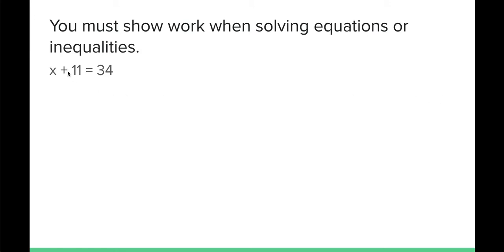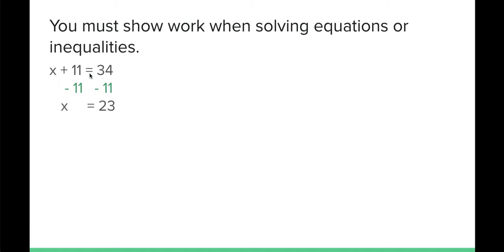Right now we have x plus 11, so we want to use the inverse operation of adding to get x by itself. What's the inverse of adding 11? Subtracting 11. So we're going to do that to both sides of the equation. When I subtract 11 over here, it just gets rid of the 11, so all I'm left with is x. And on the right-hand side, we're going to get our answer after we take 34 minus 11. What is 34 minus 11?